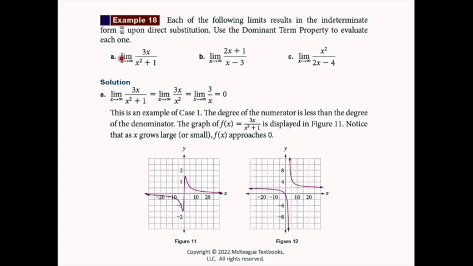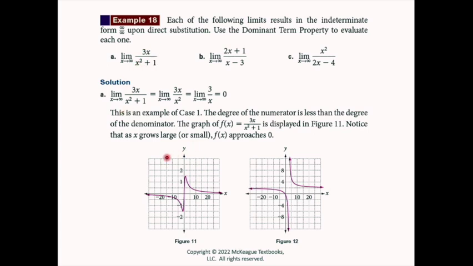This limit here, as the value of x approaches infinity, meaning we're plugging in values that are getting bigger and bigger. The dominant term is going to be in the denominator because this is x squared and this is x. So the bottom is going to grow way faster than the top, which means this is going to approach 0.